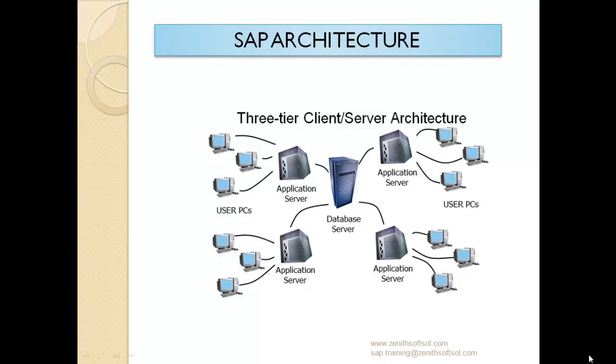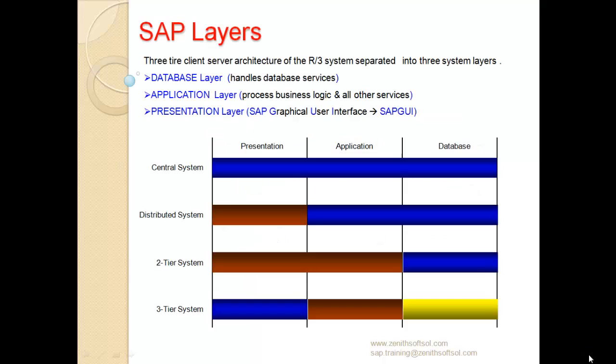As said, SAP runs on three layers: the presentation layer, application layer and database layer. The database layer handles database services. It could be Oracle, SQL, MaxDB, DB2 UDB. The application layer processes business logic and all other services. And the presentation layer is nothing but your SAP GUI, the graphical user interface.